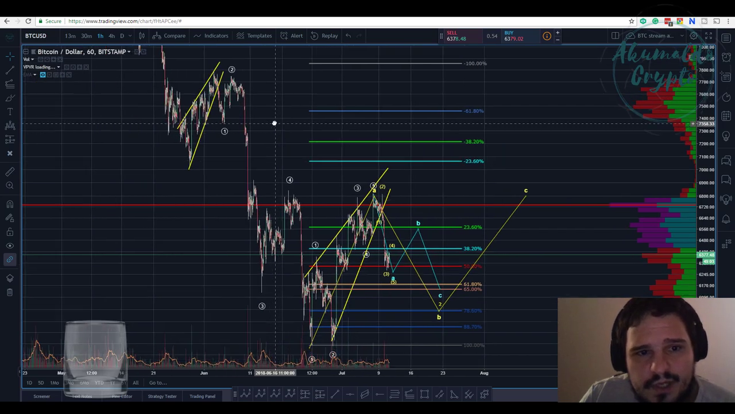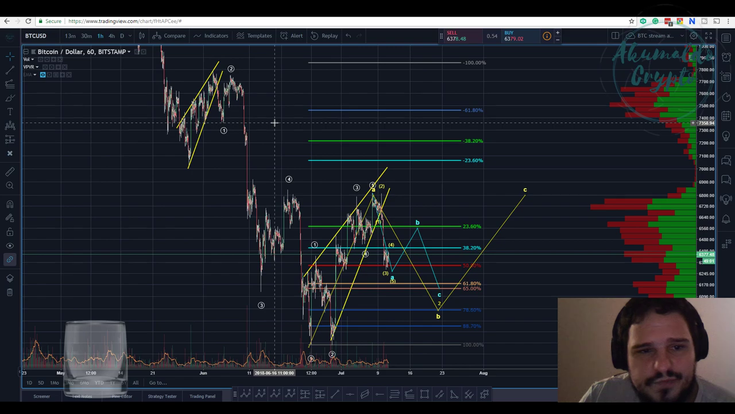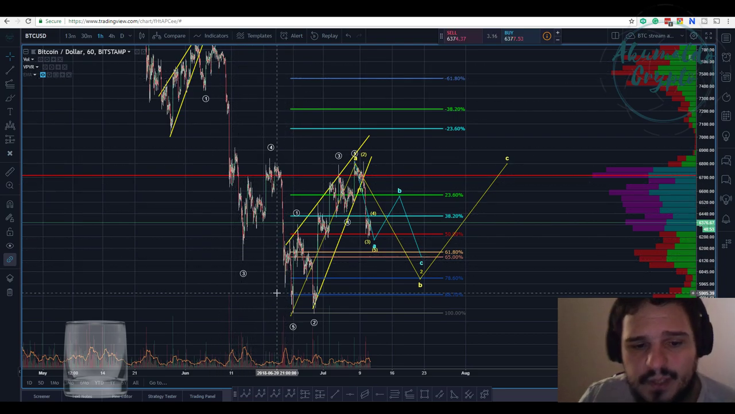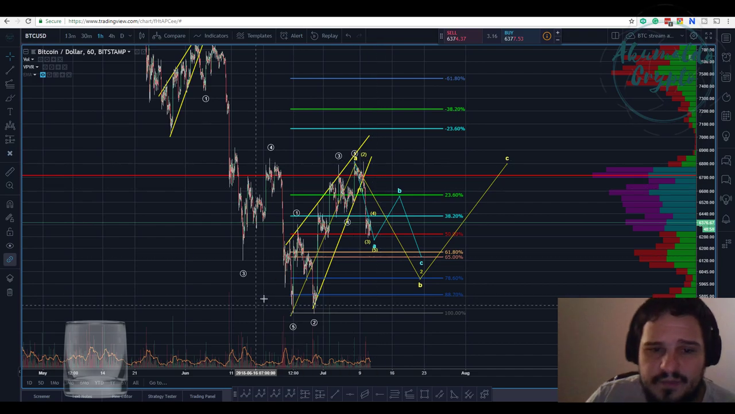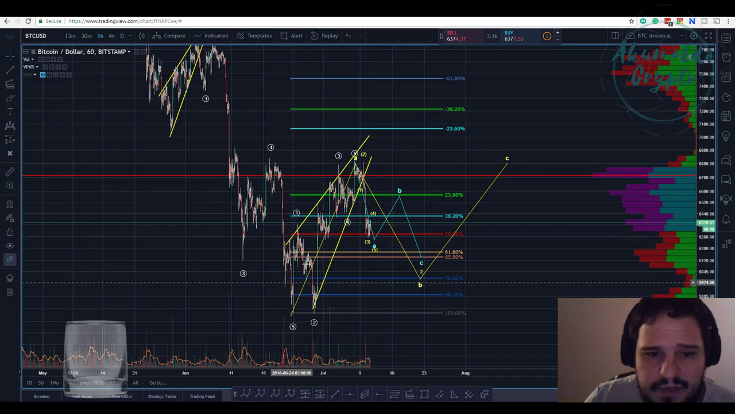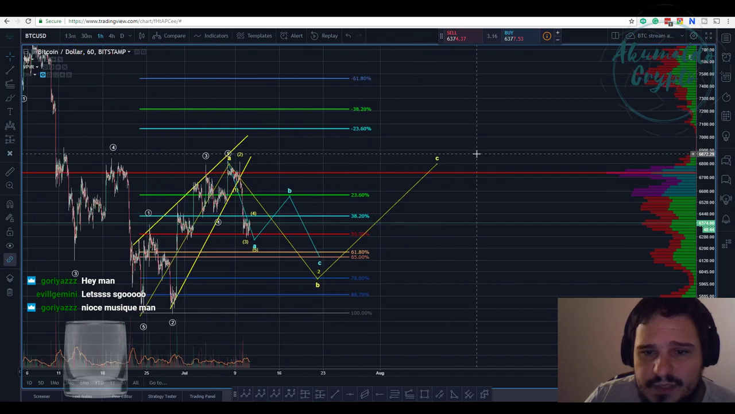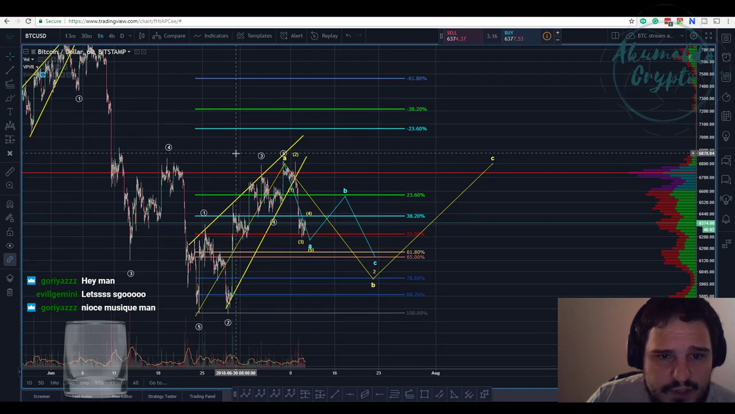This is not news for us, right? We have finished this impulse wave down here, 1, 2, 3, 4, 5. Then we have this wedge here. I proposed a different structure here, okay, for this wedge.